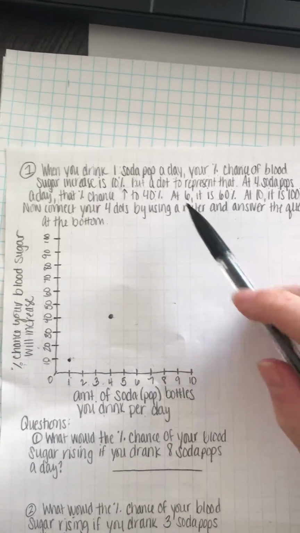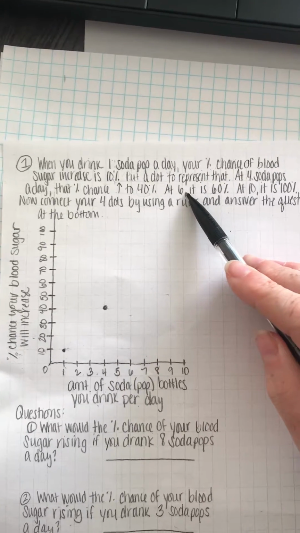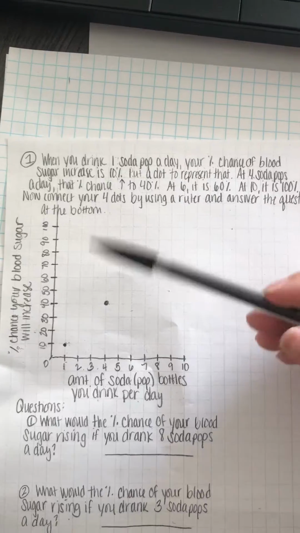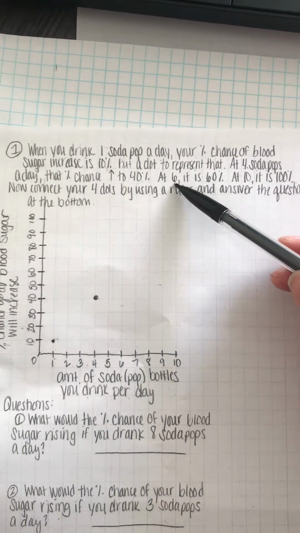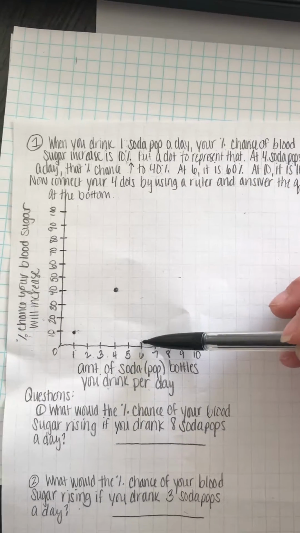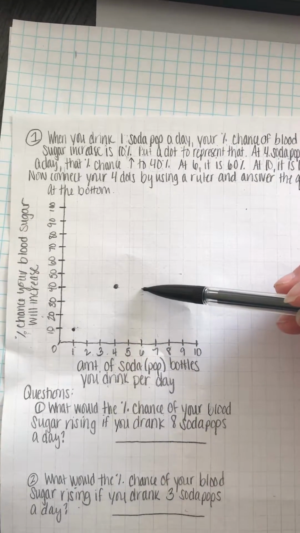So now let's look at the next one. At 6 soda pops, it is 60% chance. So same thing. So I count over to how many? 6. So that's right here. And I move this until I hit what percentage?